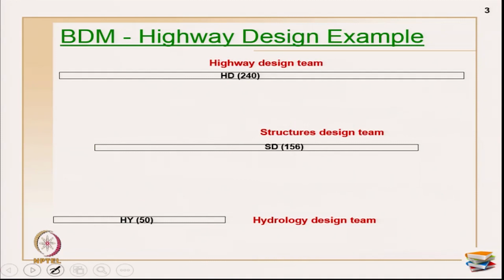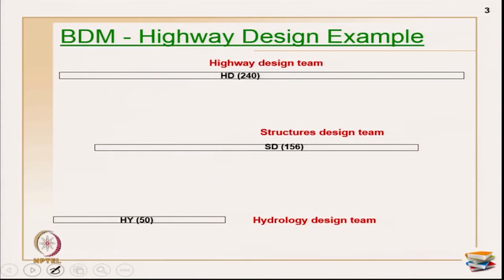So, I am taking a highway design case. There are three teams here. This is a truncated example, not a complete example. I am only showcasing the relationships that travel across the three teams. The durations for the three teams are taken from the time the teams were on the whole project. The highway design team was on the project for 240 days. The structures design team spent 156 days in the whole project. The hydrology design team spent almost 50 days in the whole project.